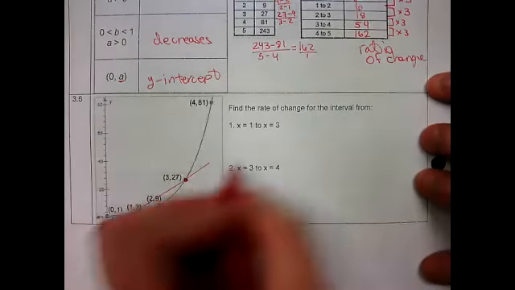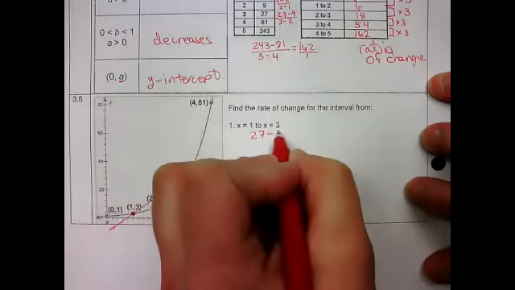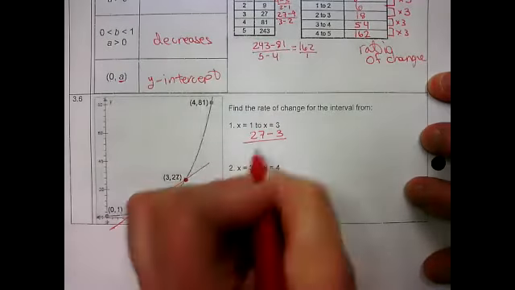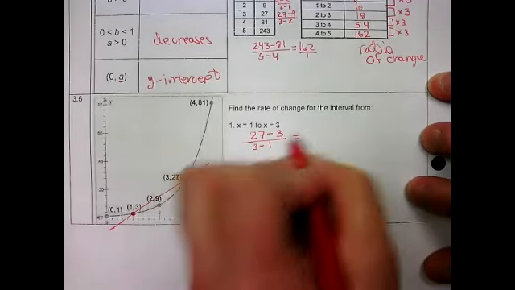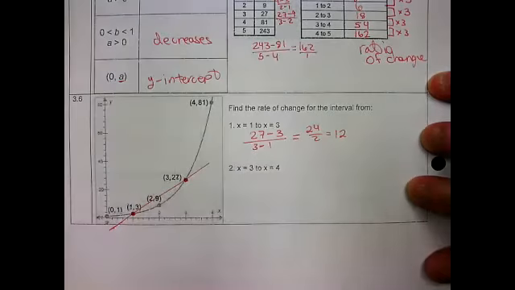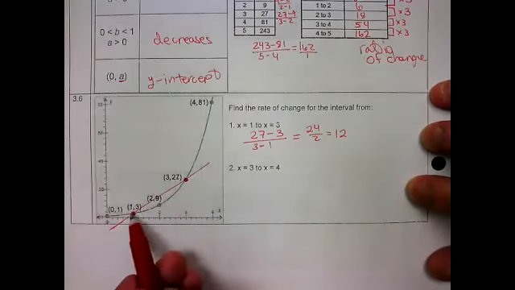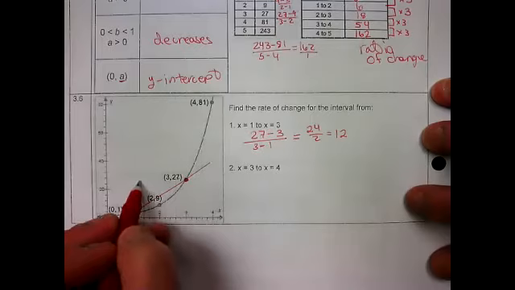From 1 to 3, it's going to be 27, because that's my y, minus 3 over 3 minus 1. So 27 minus 3 is 24 over 2. So it's 12. My rate of change is 12. In other words, my slope from here to here would be 12 if I go up and over.